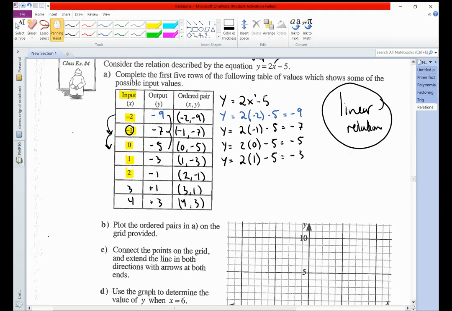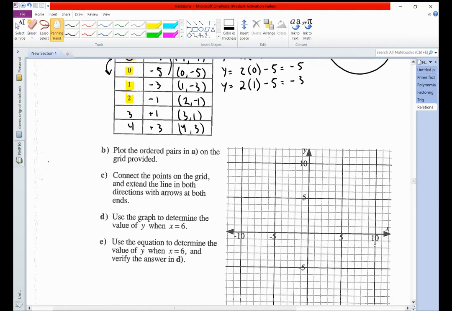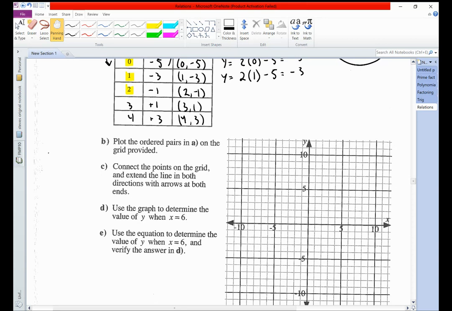Now we're going to plot these pairs. So the first one we have is -2, -9. So we know that we go to the -2 on the x. So we start at 0 and go -2, and then to -9. That gives us a point right there. And then we can go to -1, -7. So go to -1 in the x, and then I go down to -7 in the y.